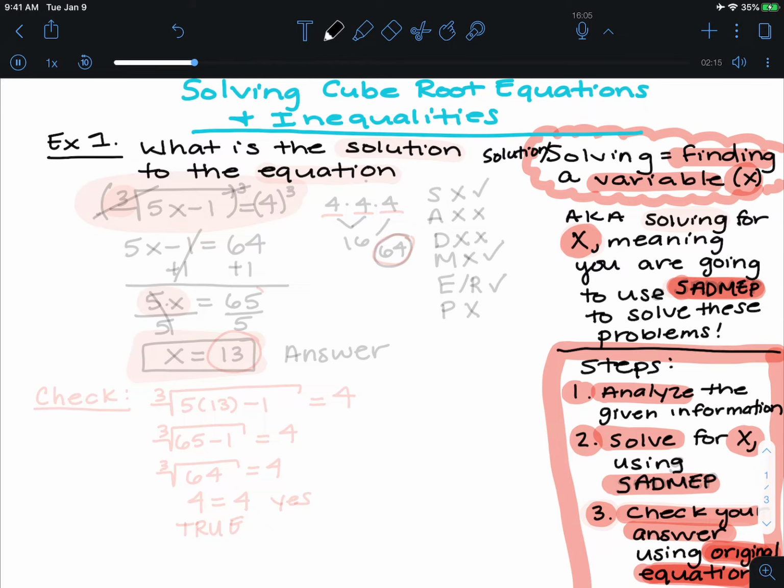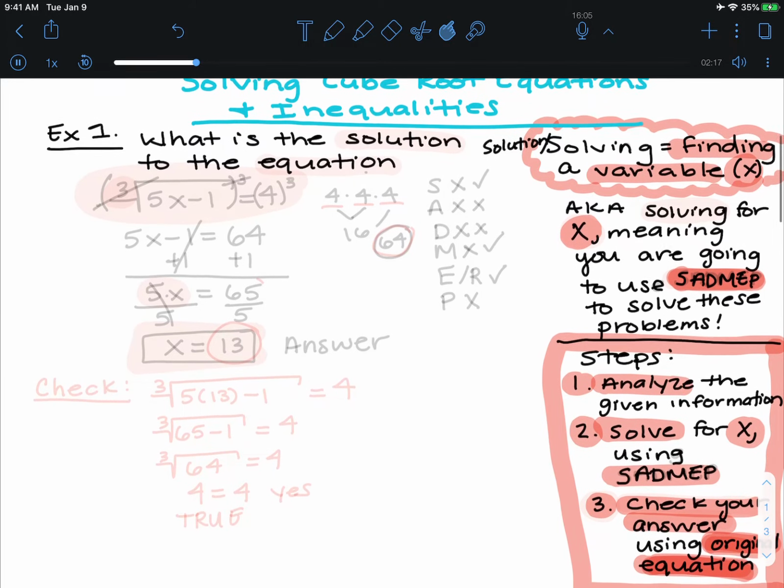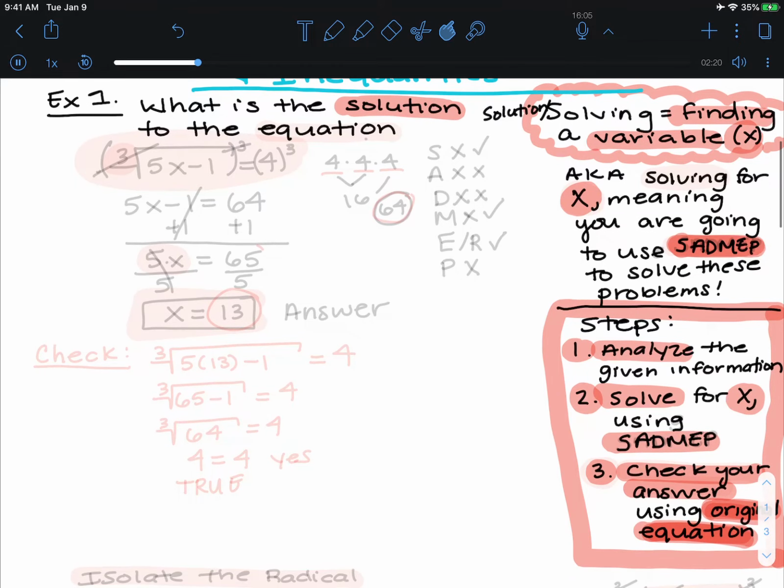Okay, so we have our first problem here that is asking what is the solution? So again, keyword right here, solution, meaning solving for x in the equation. Well, what's the equation, you ask? The equation is the cube root of 5x minus 1 equals 4. Okay, so we are going to solve for x. How? Using SWBAT. So I'm going to write SWBAT here on the side to help guide me with solving this problem.